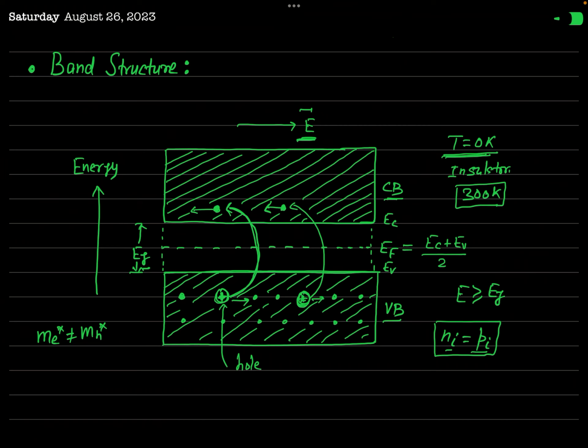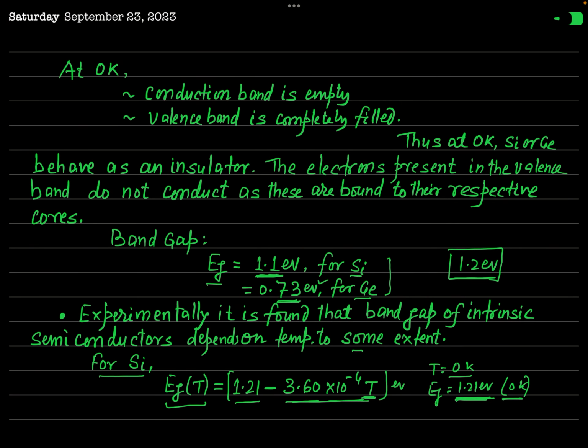Similarly, if you are talking about the mobility, if mu E is the mobility of electron and mu H is the mobility of hole, these will not be equal. In fact, it is found that Me star is smaller than Mh star, and mu E is greater than mu H. This is all due to the physical condition under which the electrons and the holes are moving.